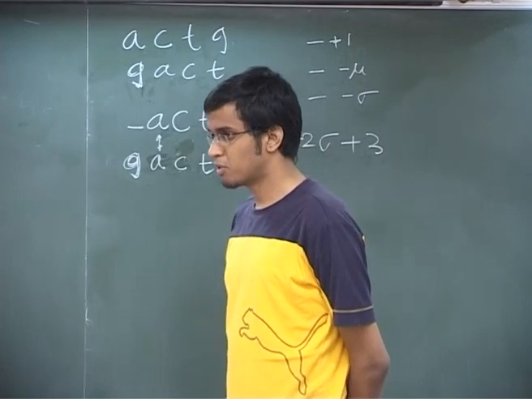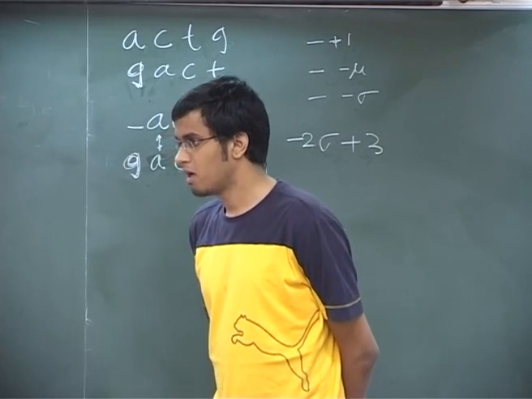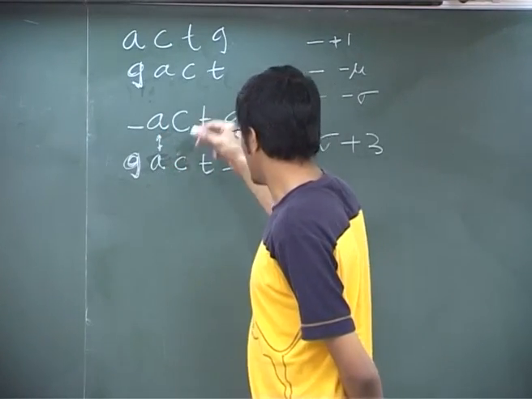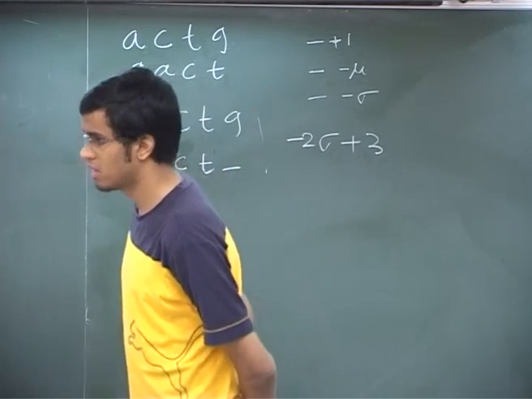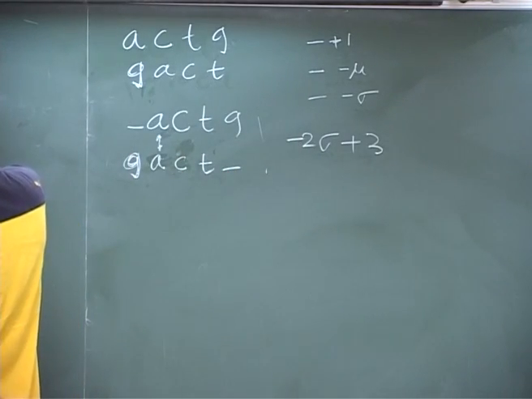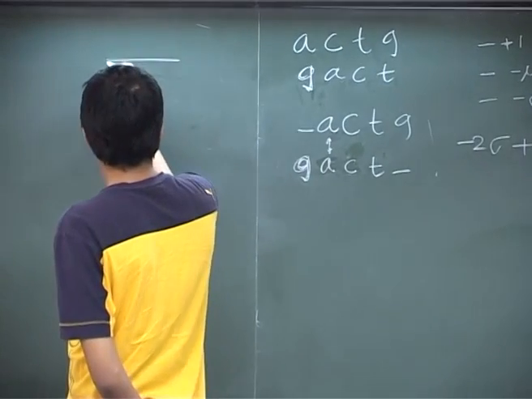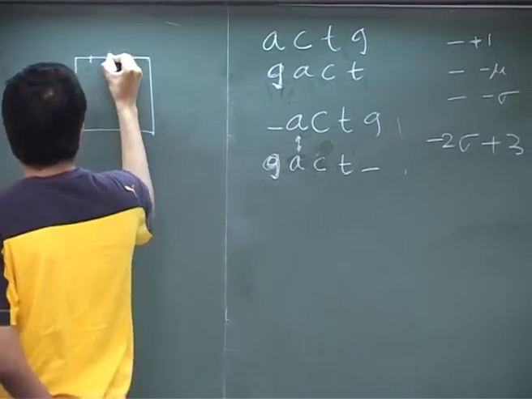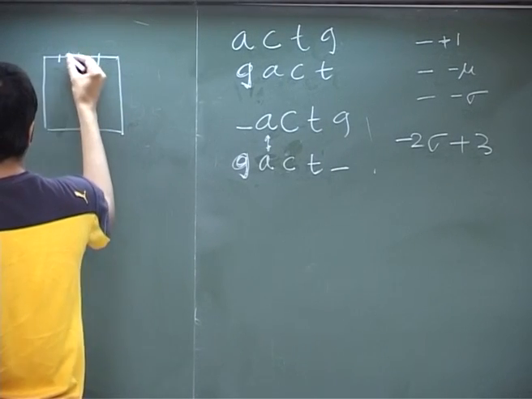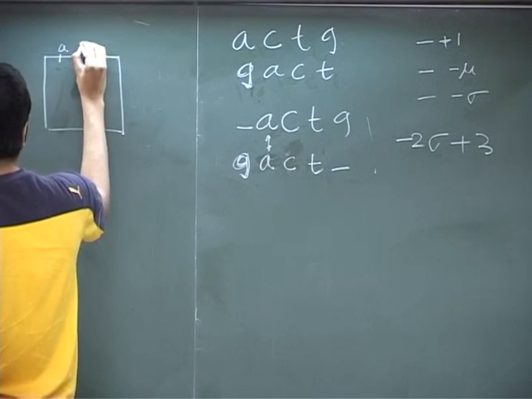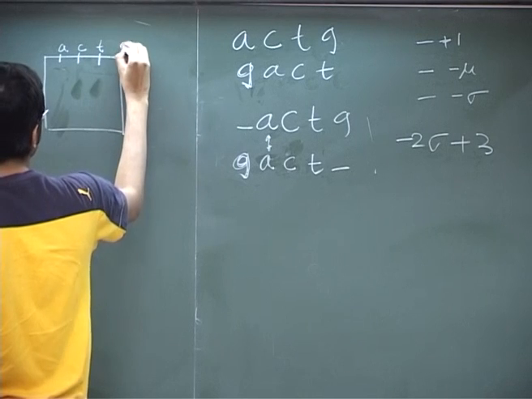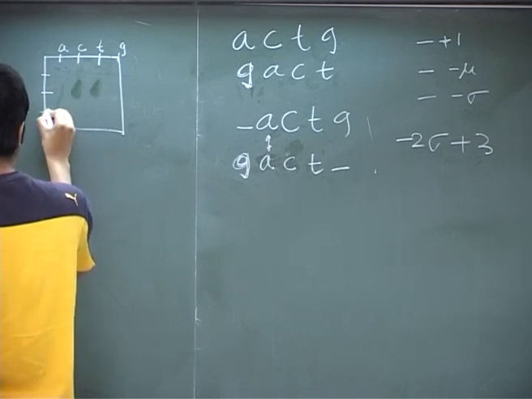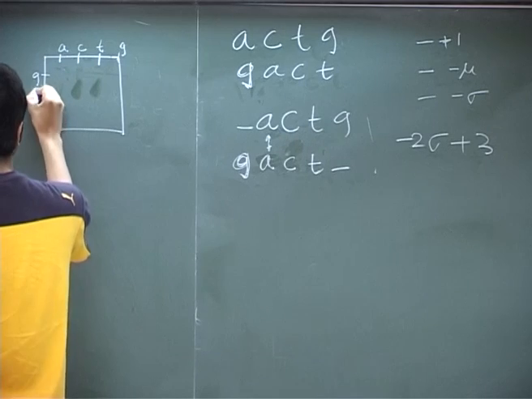The dynamic programming approach to this problem, say if I've got two sequences of length n and n, takes order n squared. This is the standard way of doing it. I construct a matrix of n by n. This is the first sequence, and this is the second sequence.